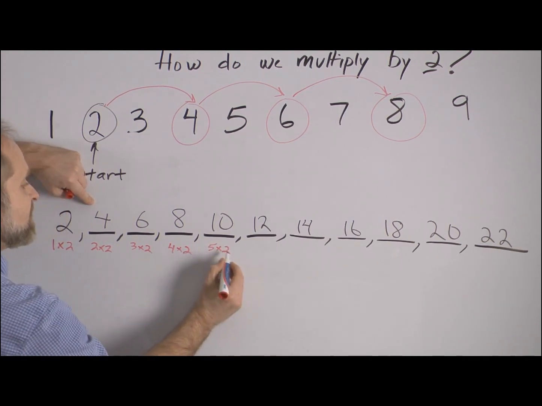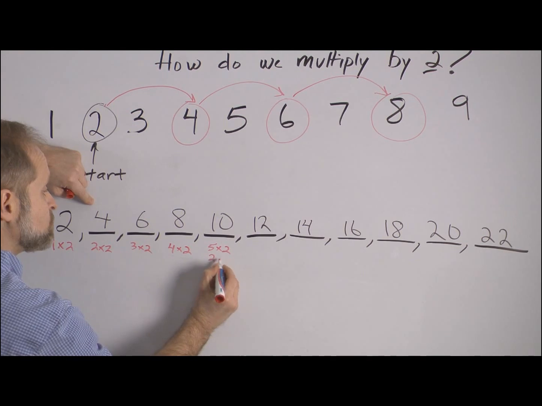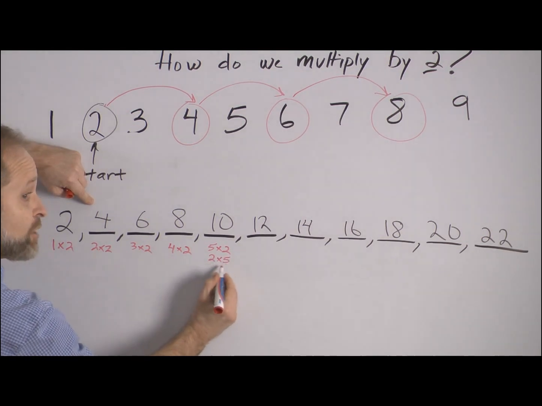And if you look at 5 times 2 here, you could think of this as being 2 times 5. That's our commutative property, right?